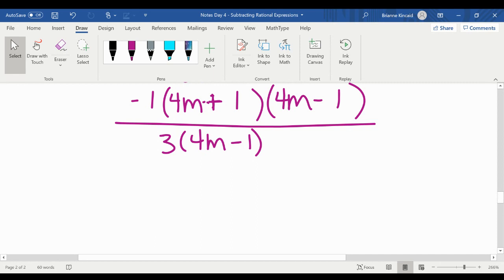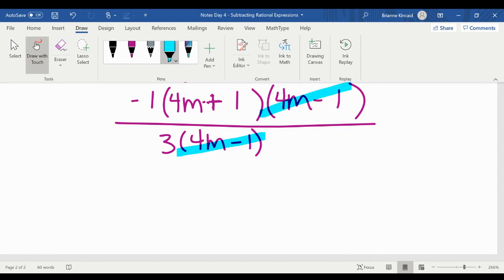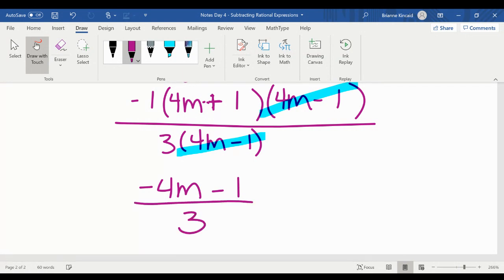From here, all I'm going to do is cancel where I can. So 4m minus 1 cancels with 4m minus 1. You're going to be left with negative 1 times 4m plus 1. Typically, we don't really like to see that negative 1 on the outside. I'm going to go ahead and distribute it. That's negative 4m minus 1 over 3.